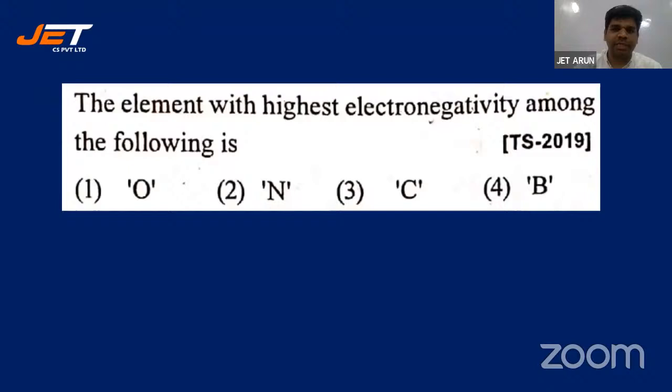Here's the question. The element with the highest electronegativity among the following is. Fluorine has the highest electronegativity in the whole periodic table, but now fluorine is not there. So which one is the highest electronegative element? Harshavardhan says 1, Fatima says 4.